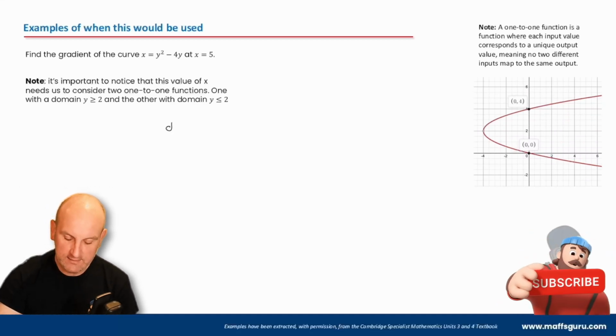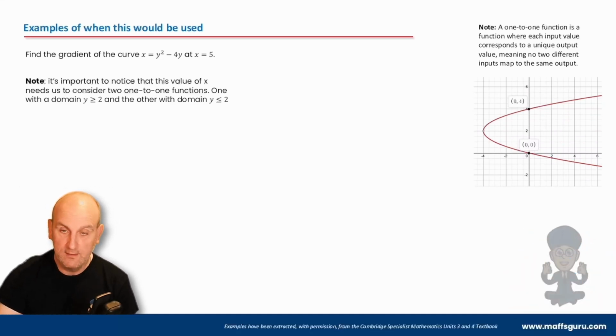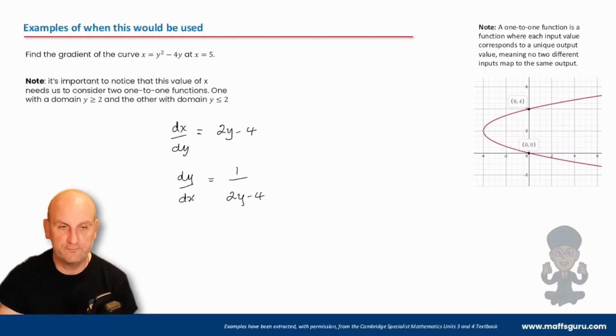So what do we have? We had dx by dy is equal to 2y minus 4. So dy by dx is equal to 1 on 2y minus 4.